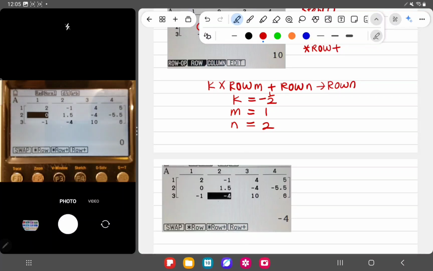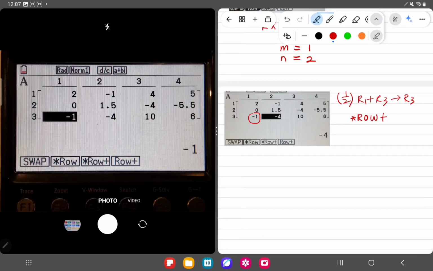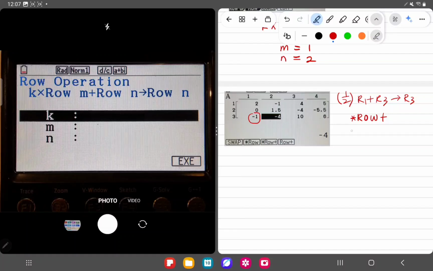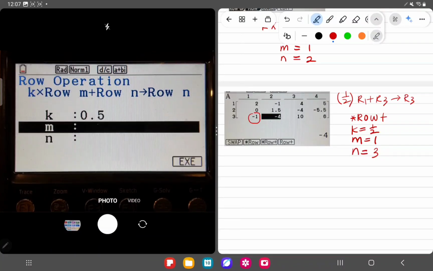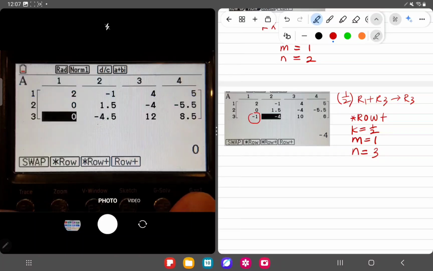Next step, eliminate x from row 3. Multiply row 1 by 1 over 2, add it to row 3. Choose multiply row plus as well. Enter k as half, m as 1, n as 3. Execute.